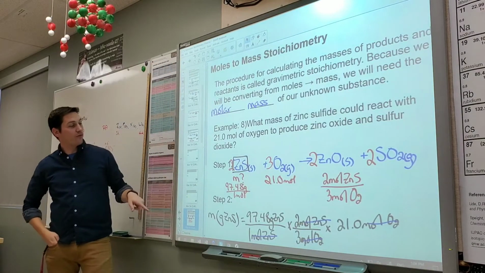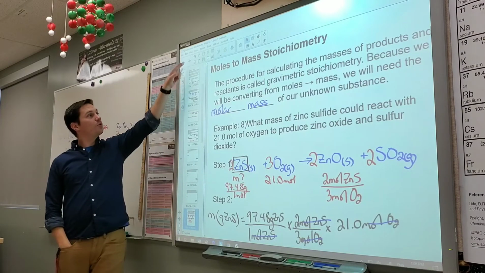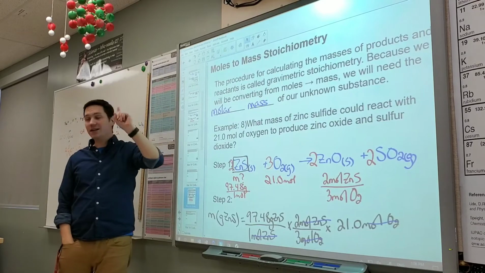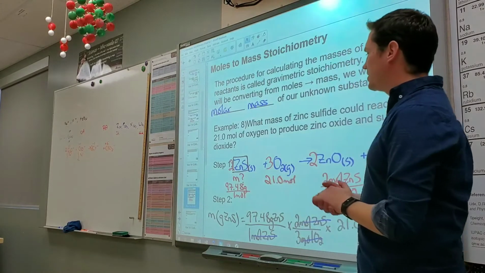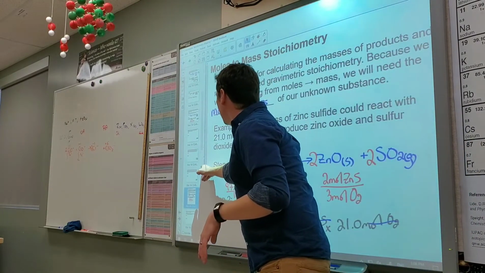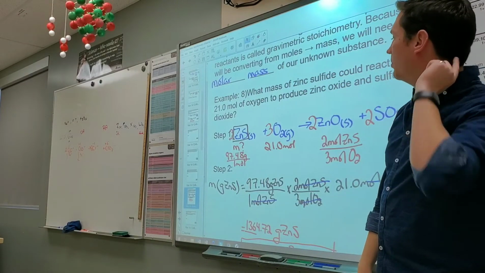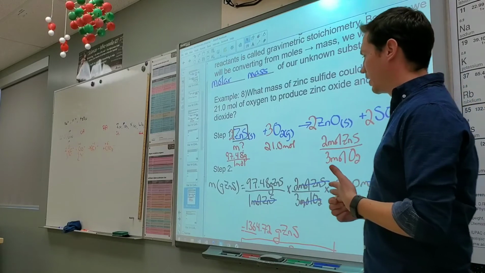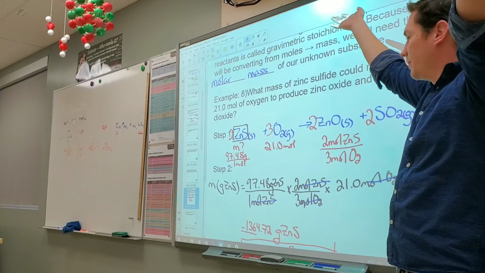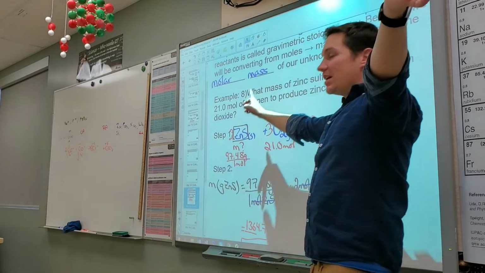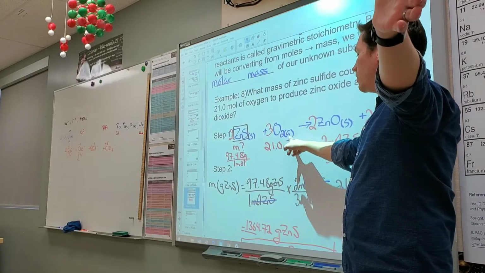There's 3 or 4 extra problems that you can do if you want to. But then we started doing one. I think we did just one single mass-to-mass stoichiometry. Now let's recap this. Our question said, what mass of zinc sulfide could react with 21 moles of oxygen to produce zinc oxide and sulfur dioxide? Okay, so we had this reaction, it's just some reaction, doesn't matter. And it's asking us, what is the mass of zinc sulfide if I give you the moles of something else?